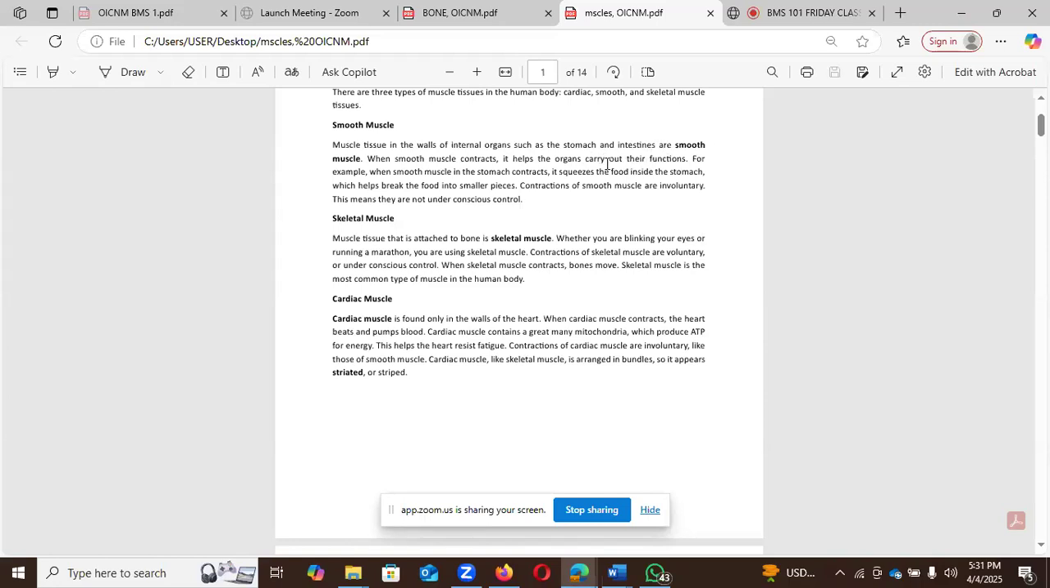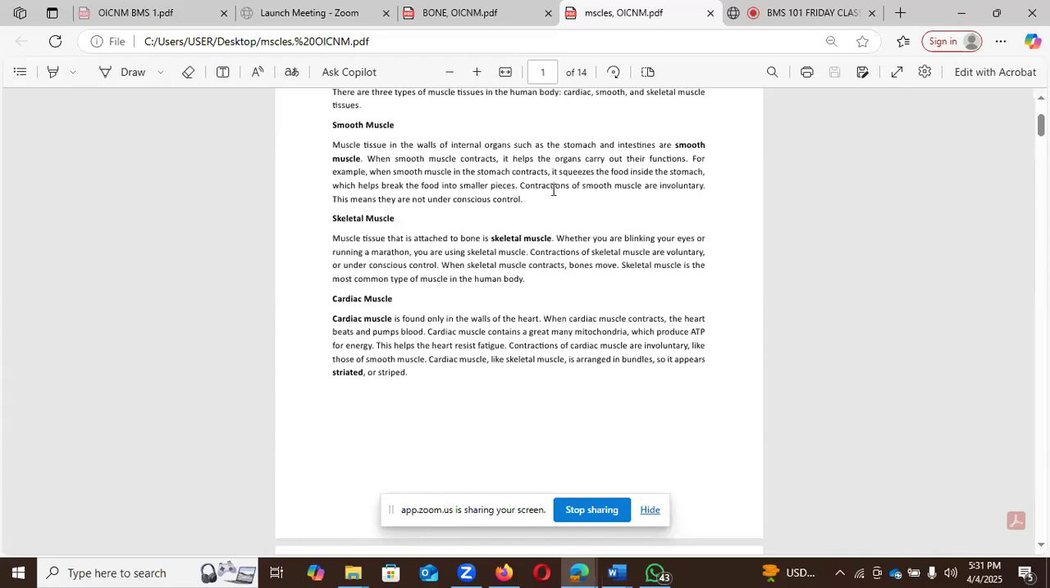And what are the functions? The function of smooth muscle is based on the location. So when it contracts in the uterus, it brings about parturition. When it contracts in the stomach, it brings about digestion. When it contracts in the intestine, it brings about movement of feces.